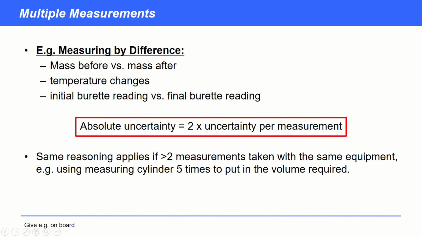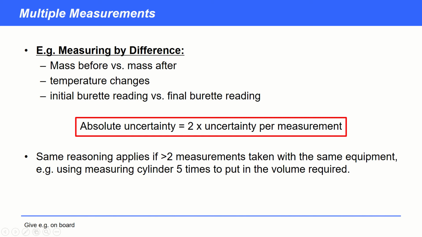What about multiple measurements? And these are actually really common, so-called measuring by difference. You might measure the mass of something before, then add a chemical and measure the mass after. You might measure a temperature change from temperature before and after. And commonly in titration analysis, you measure an initial burette reading and a final burette reading, and the difference between those two gives you the titre.